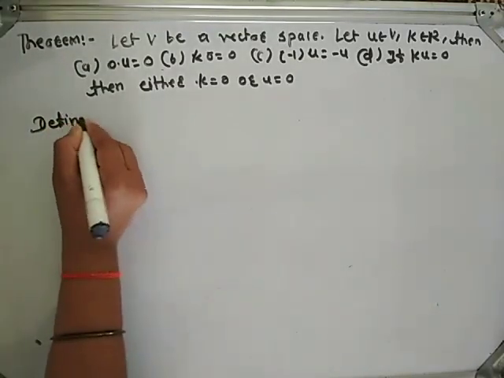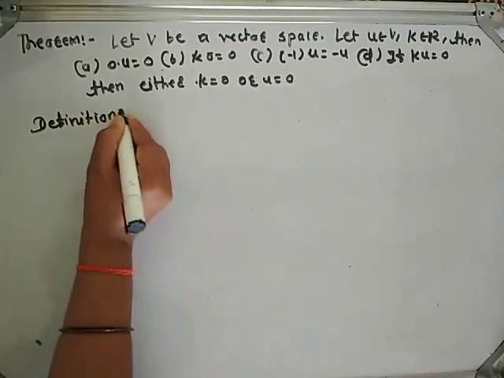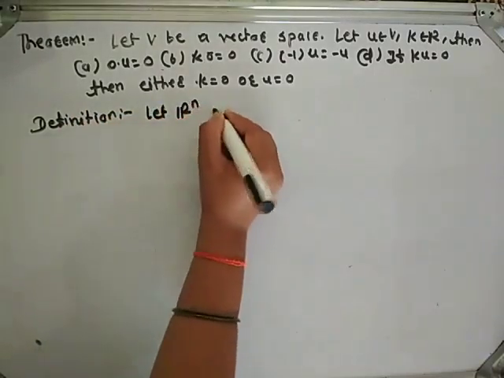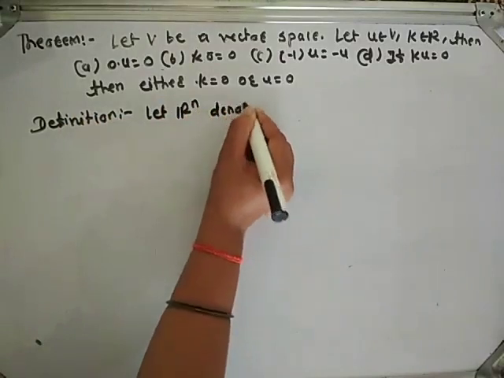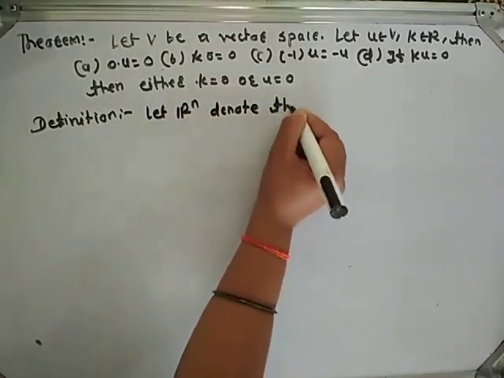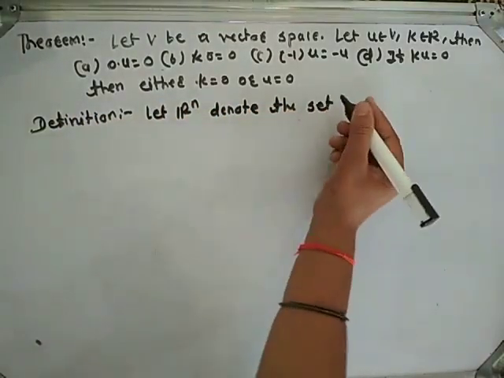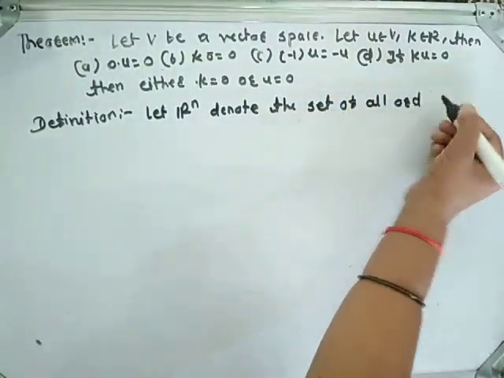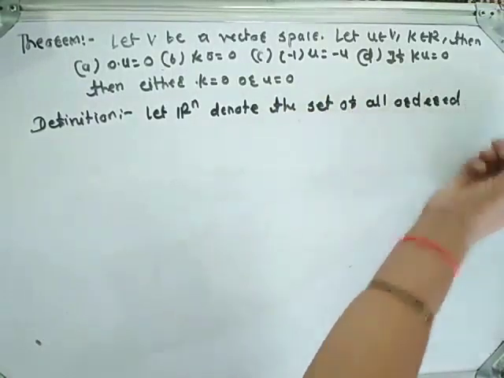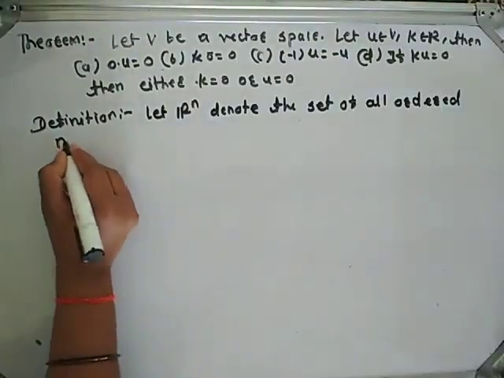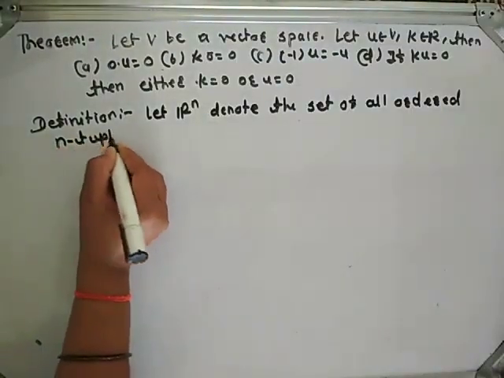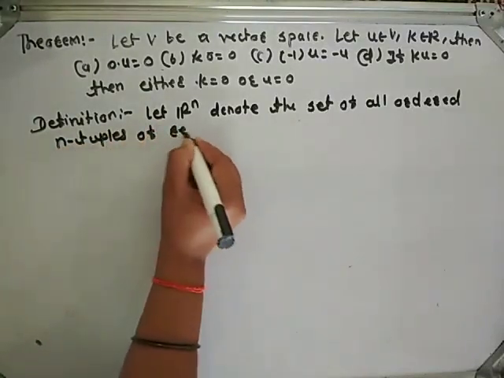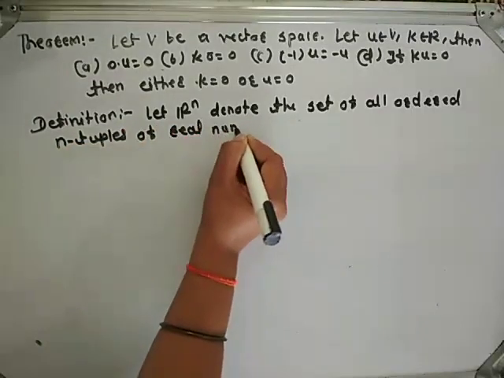Let us take a definition. Let Rn denote the set of all ordered n-tuples of real numbers.